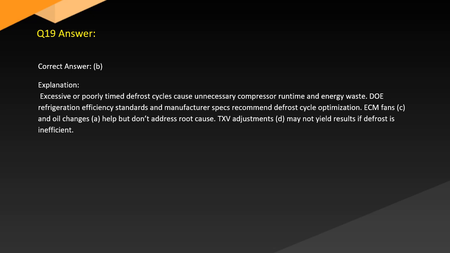Answer. Correct answer: B. Explanation. Excessive or poorly timed defrost cycles cause unnecessary compressor runtime and energy waste. Refrigeration efficiency standards and manufacturer specs recommend defrost cycle optimization. ECM fans, C, and oil changes, A, help but don't address the root cause. TXV adjustments, D, may not yield results if defrost is inefficient.